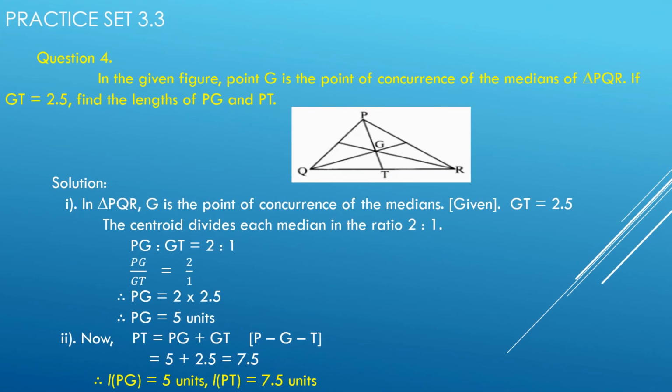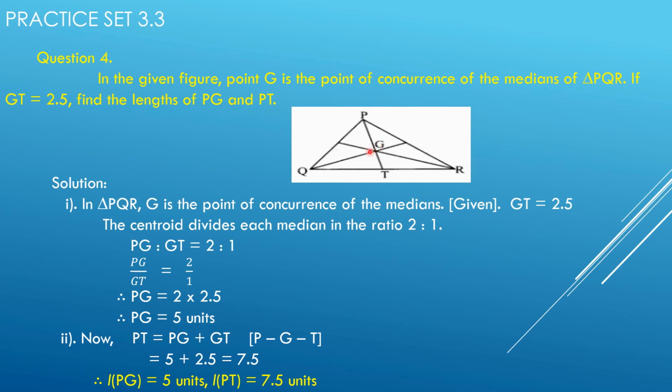Question number 4. In the given figure, point G is the point of concurrence of the medians of triangle PQR. If GT is equal to 2.5, find the length of PG and PT. Figure is already given, and in this figure, the three medians are intersecting at the point G. That is, G is the point of concurrence of the medians, and point of concurrence of the medians is called the centroid of the triangle.